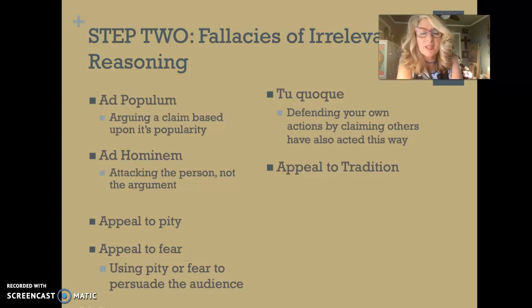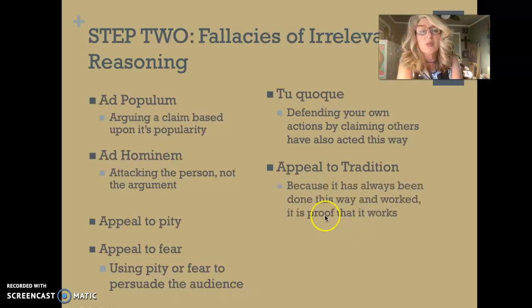Appeal to tradition is similar to ad populum, but this goes even deeper. We're talking about something that's always been done. Appeal to tradition is also kind of like status quo. Something that's always done, it works, and there's proof that it works.